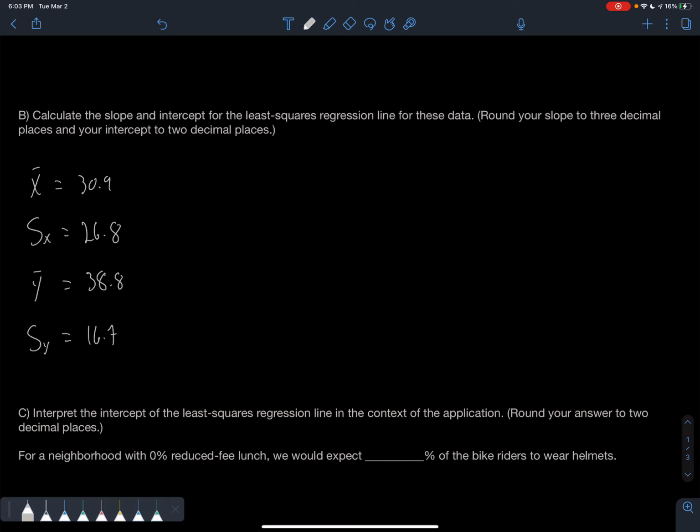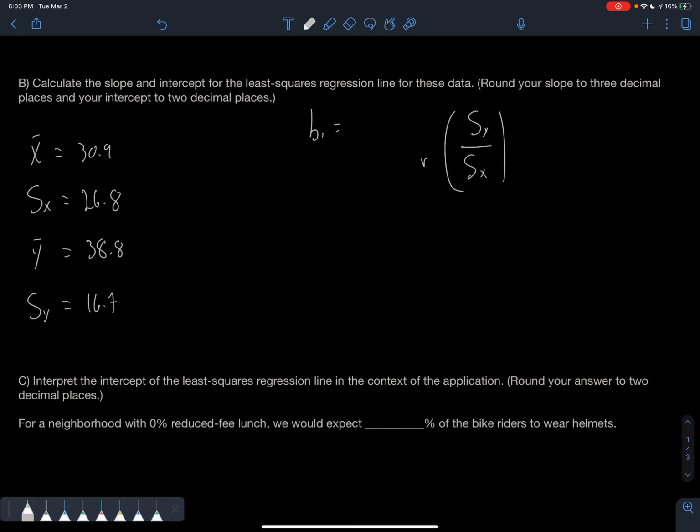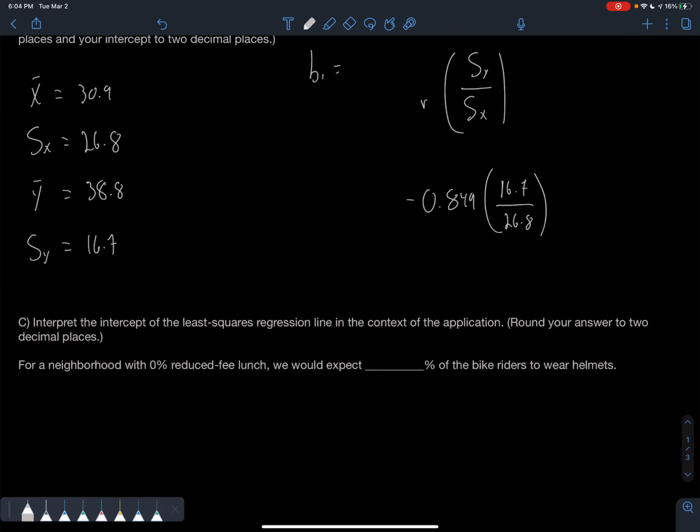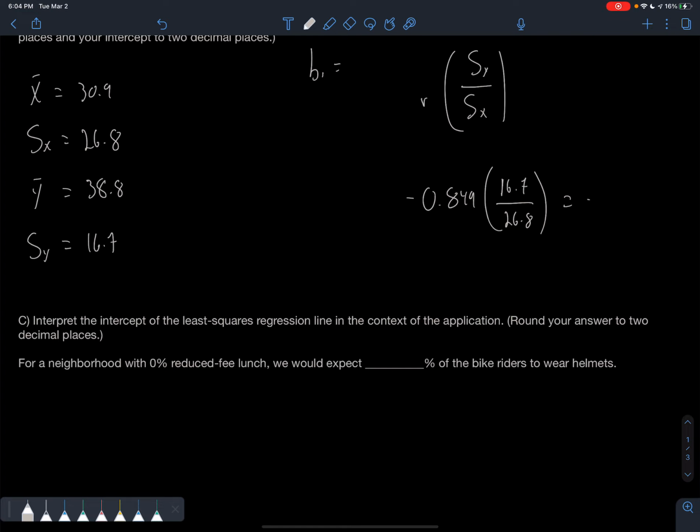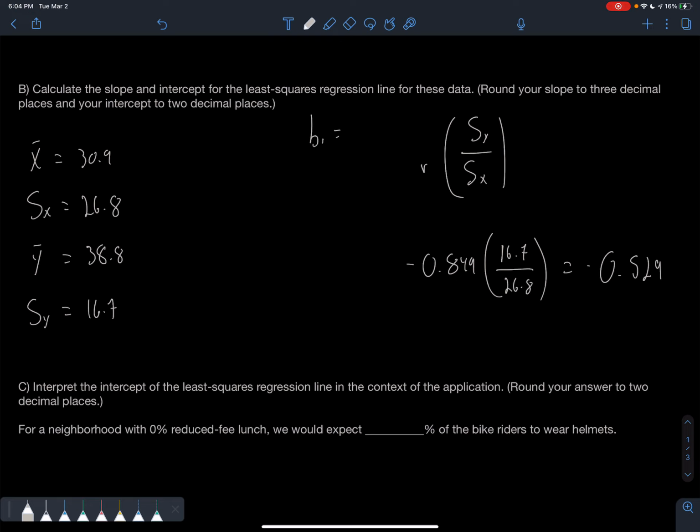So find the slope. Slope is b1, and this is going to be equal to the standard deviation of y over the standard deviation of x multiplied by our r value that we found. So it's going to be negative 0.849 times 16.7 over 26.8, which is going to give you a value of negative 0.529. This is going to be our slope.